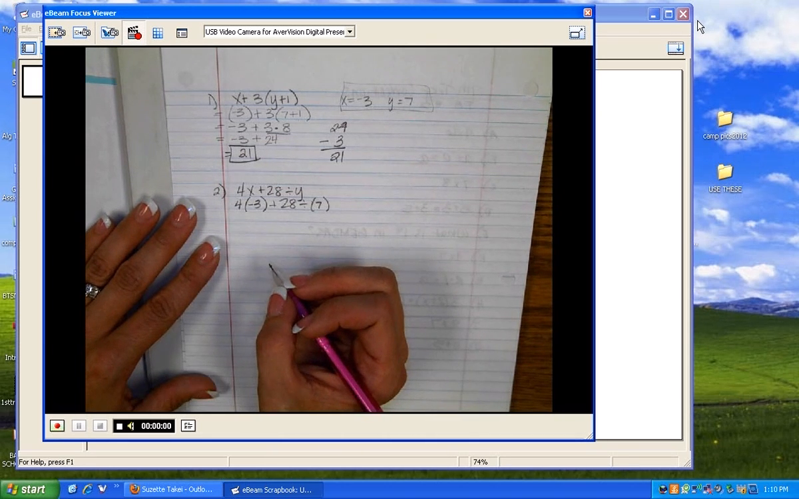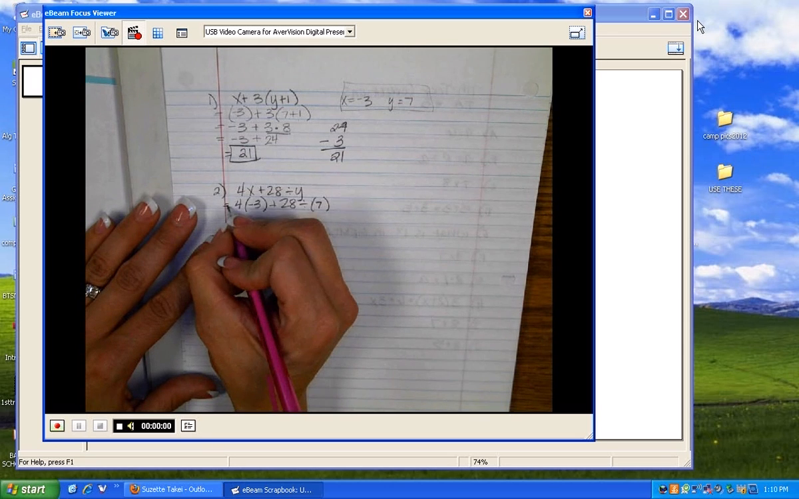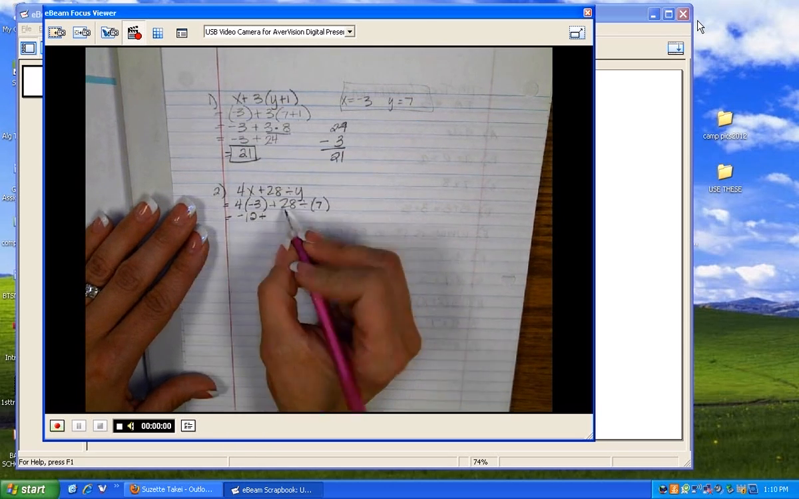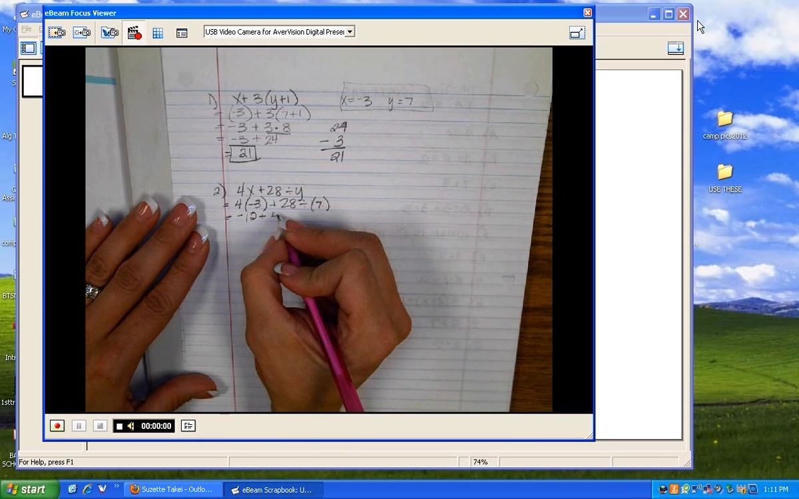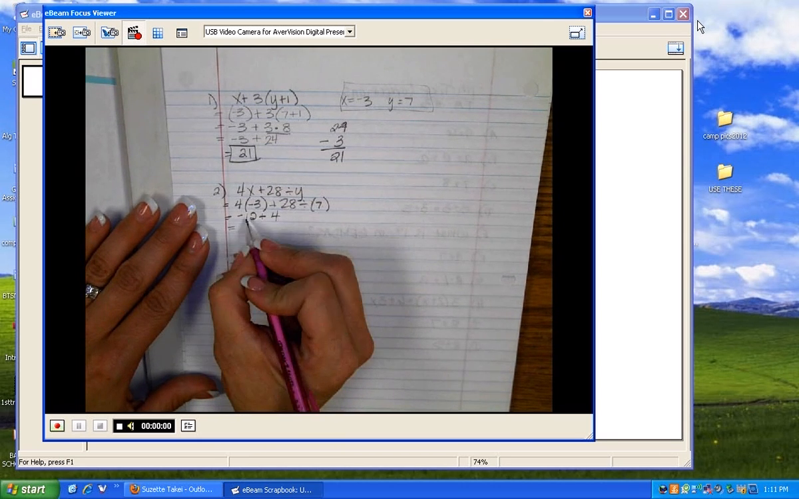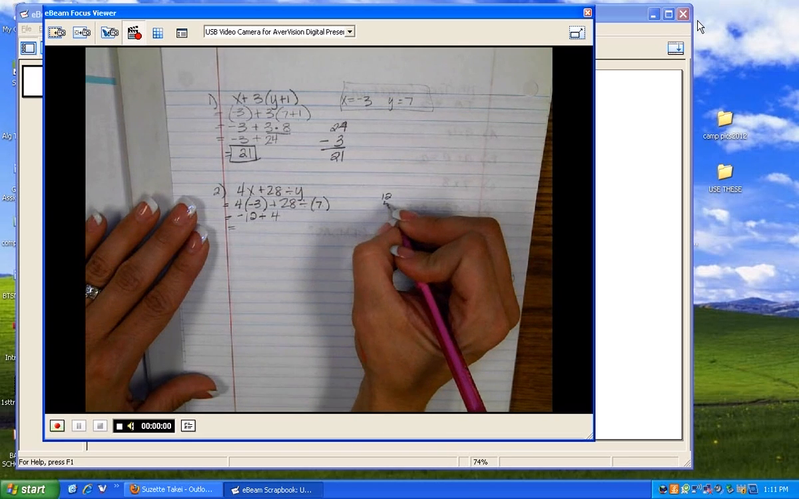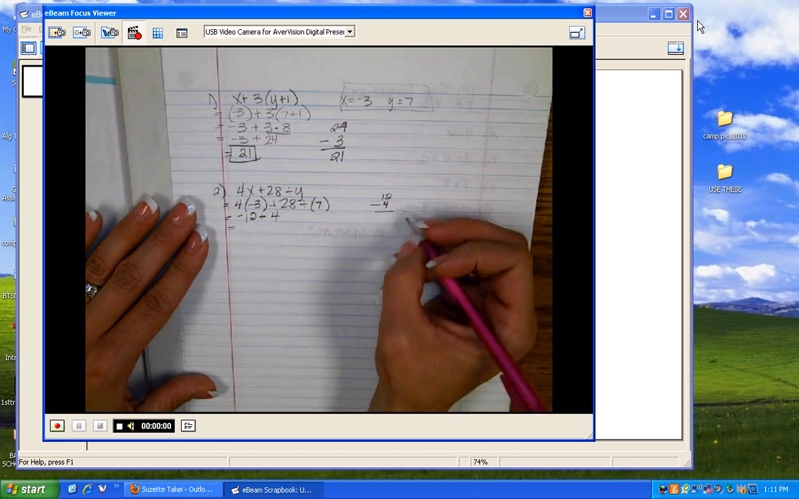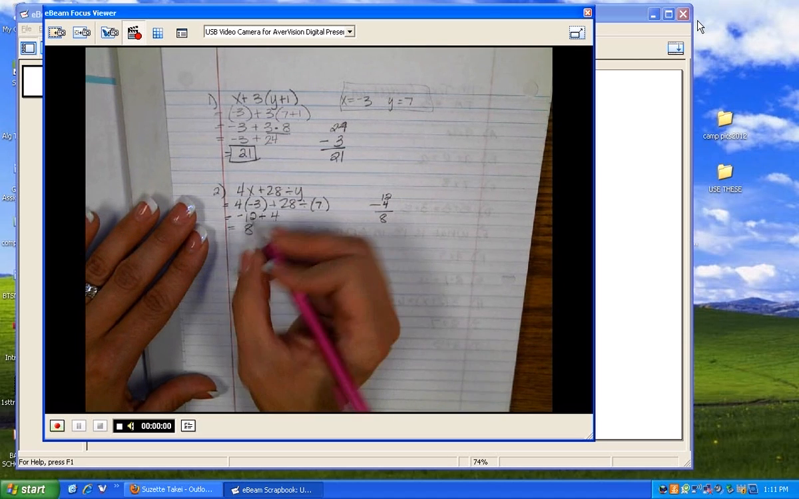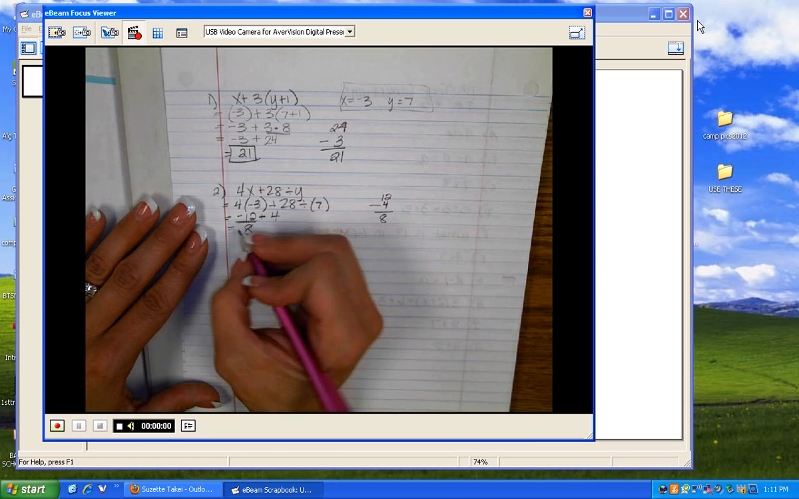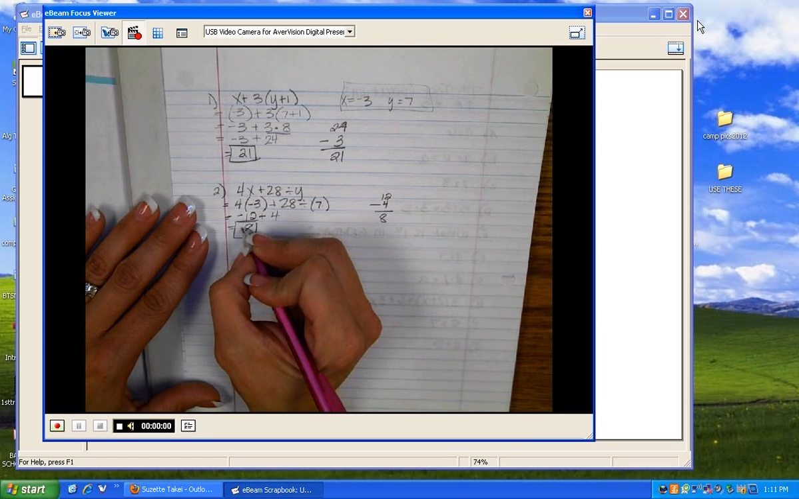We do GEMDAS left to right, so we do multiplication and division first. So 4 times negative 3 is negative 12 plus, and 28 divided by 7 is 4. So now I have a negative 12 plus a 4. Since they're opposite signs, I'm actually subtracting, and 12 minus 4 is 8. But the negative 12 has the greatest absolute value. It's the bigger, or appearing to be bigger number, so my answer has to be a negative.